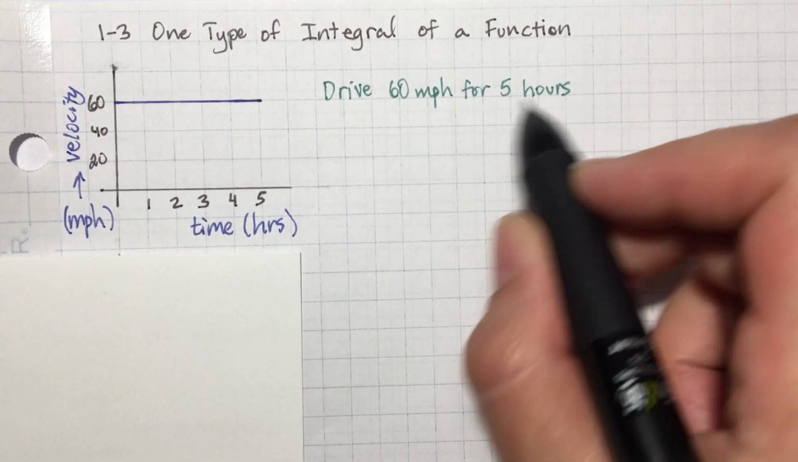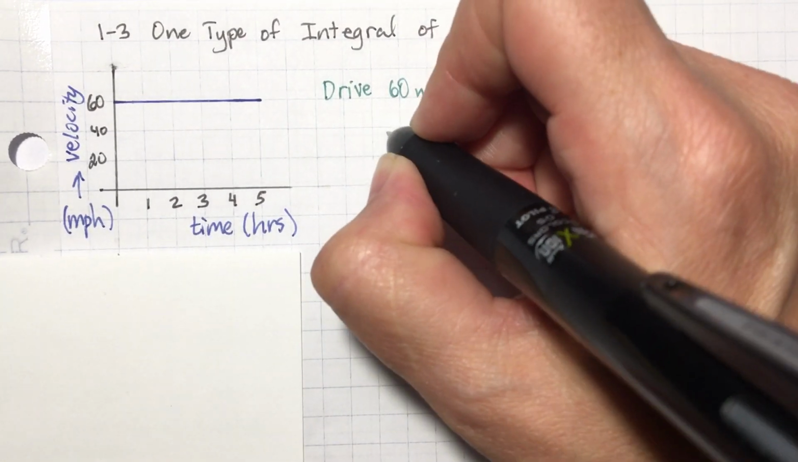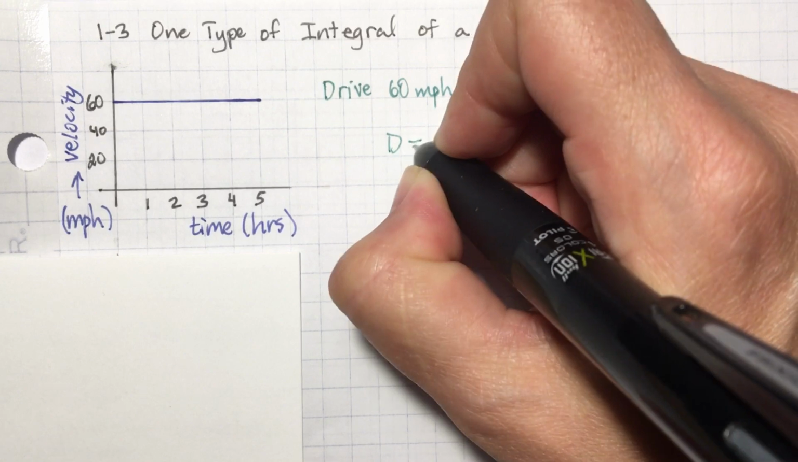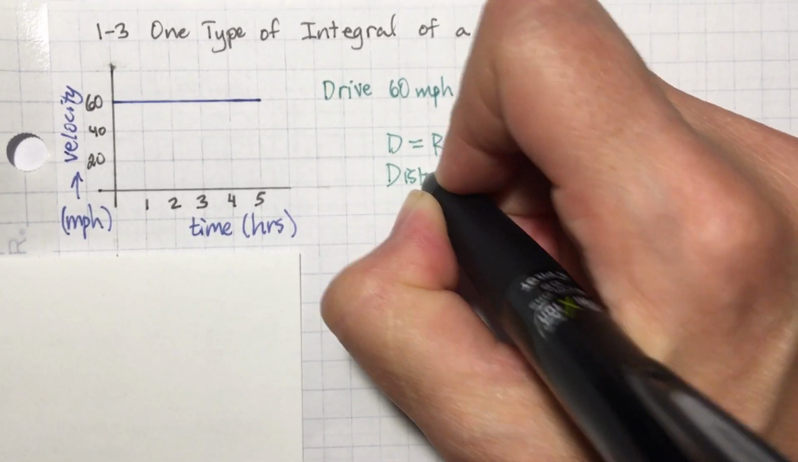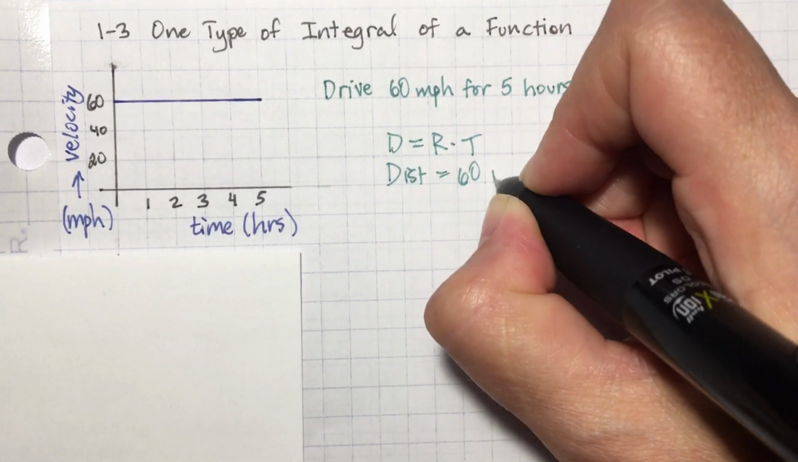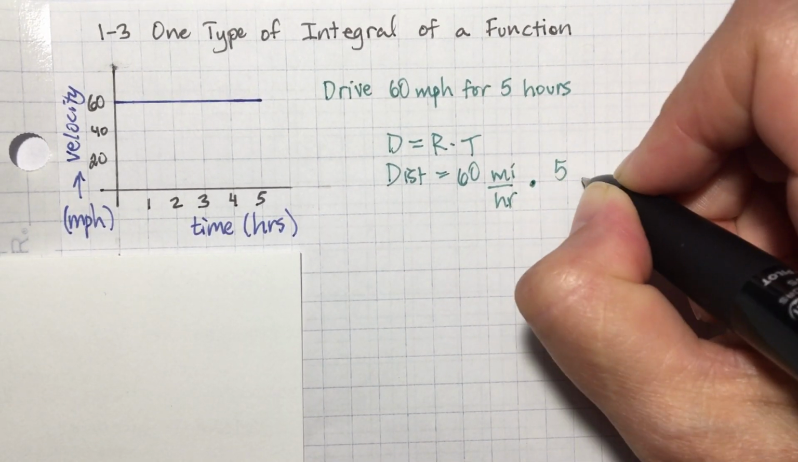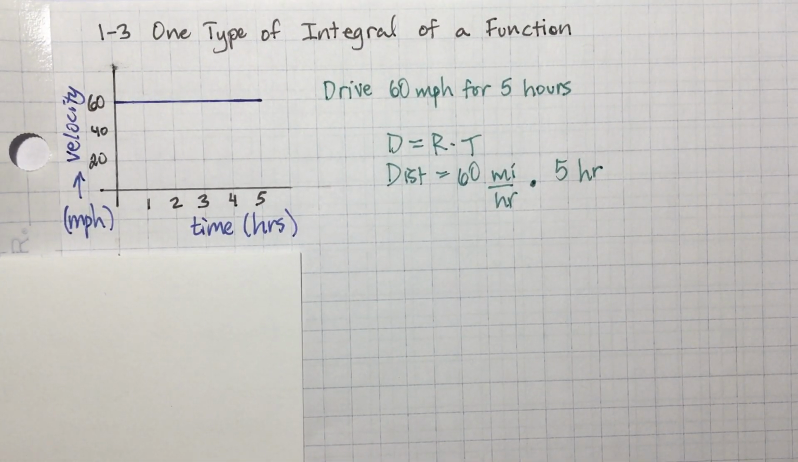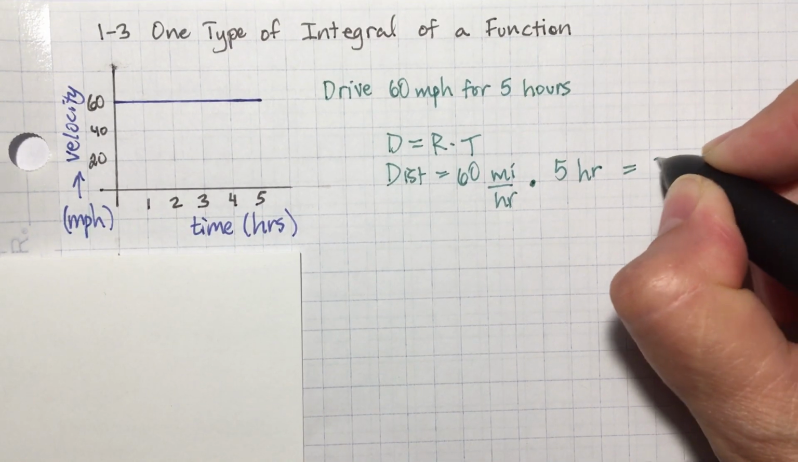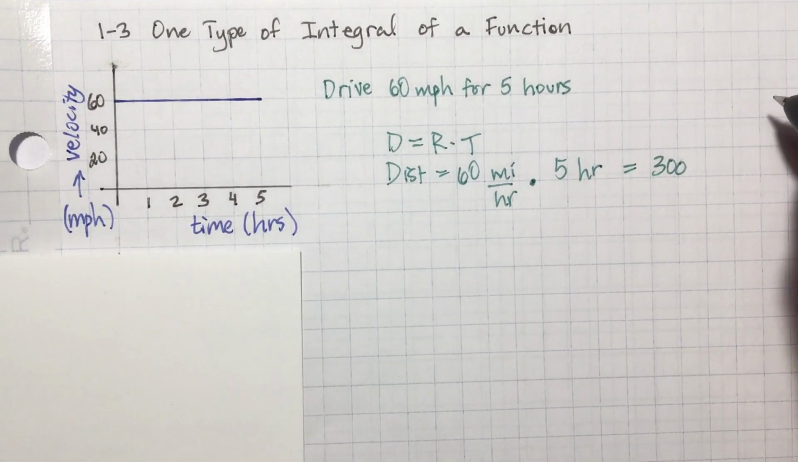So if you did that, you would obviously go 300 miles, right? Because we know from like middle school, distance equals rate times time. So our distance is that 60 miles per hour times 5 hours. I'm writing my units there to make another point. So we know that's 300 miles. We know that just intuitively, right?